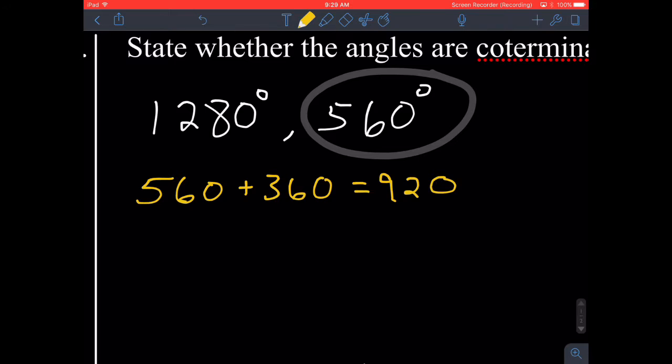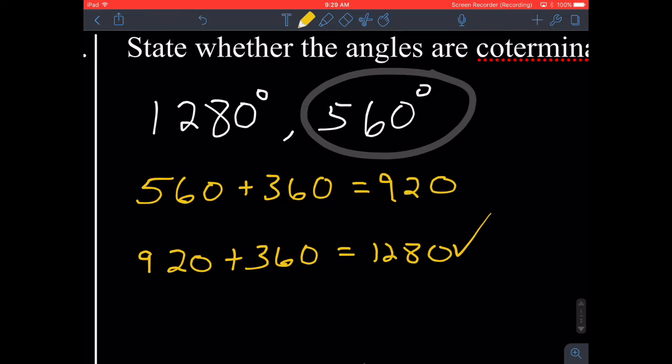So when I add 360 one time, I'm going to get 920 degrees. That is still before my 1280. So in order to determine whether or not these are coterminal, I have to add 360 again. And when I do that, I'm going to get my 1280. So I've added 360 to 560 two times and gotten to my other angle. That means that they are indeed coterminal.